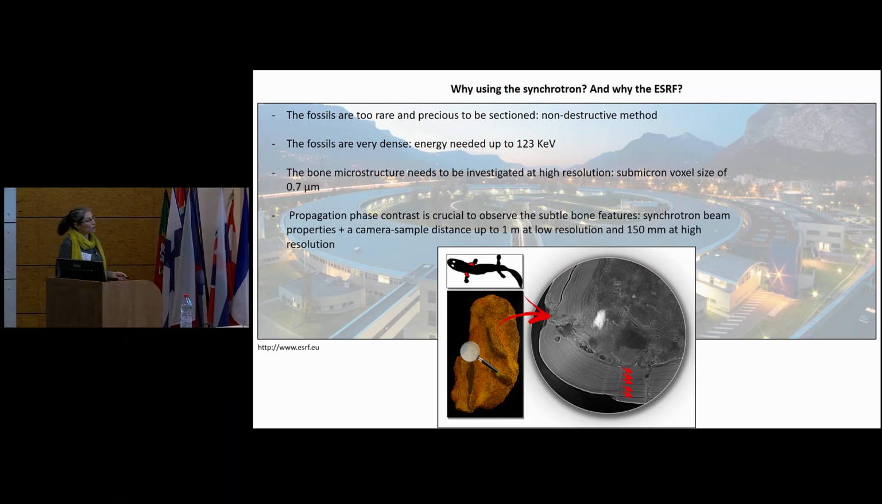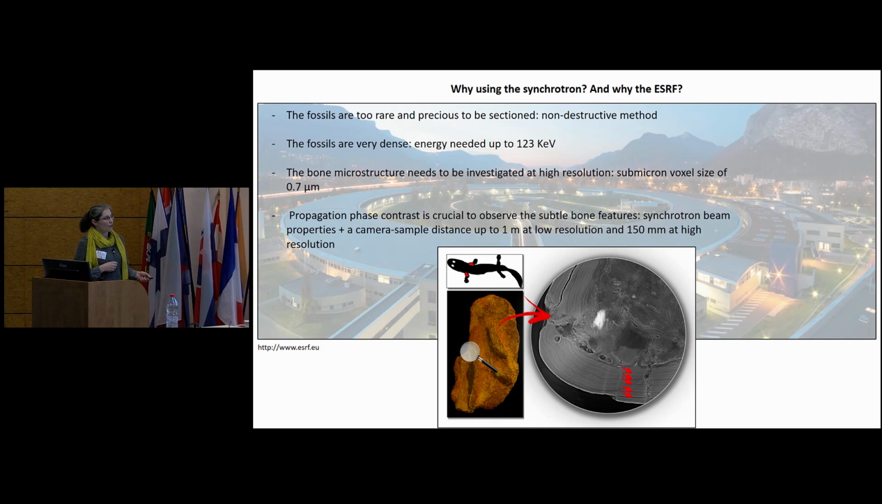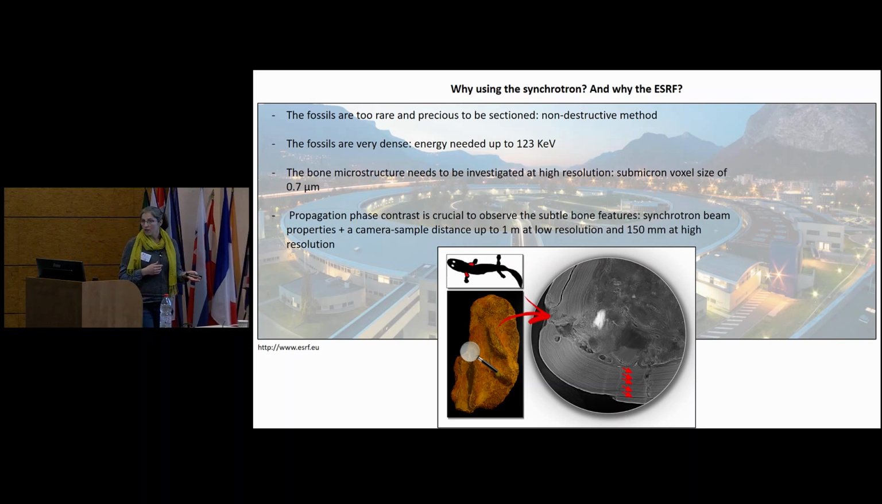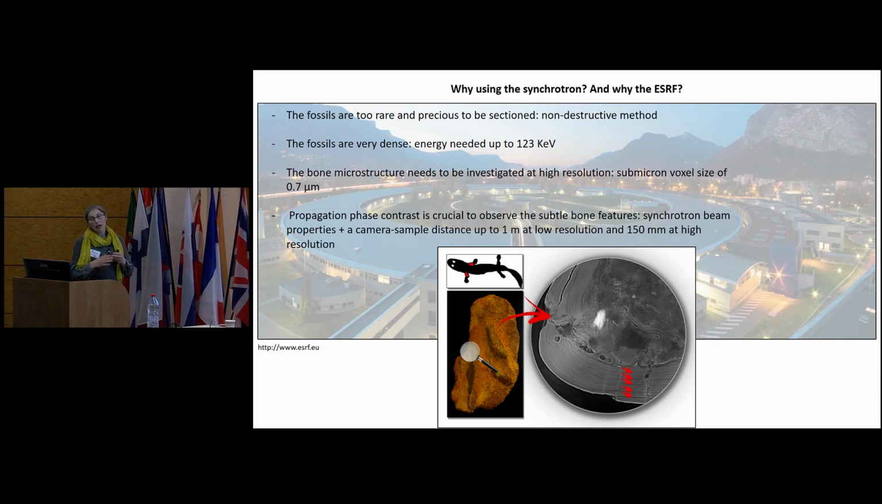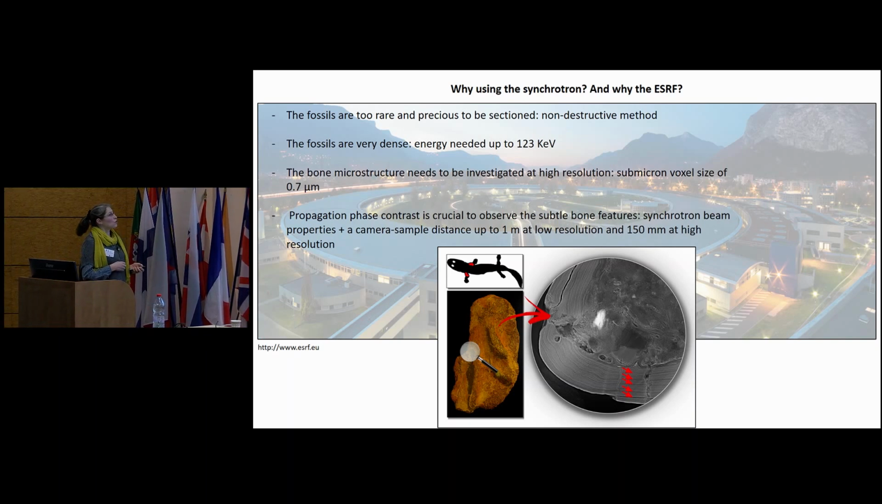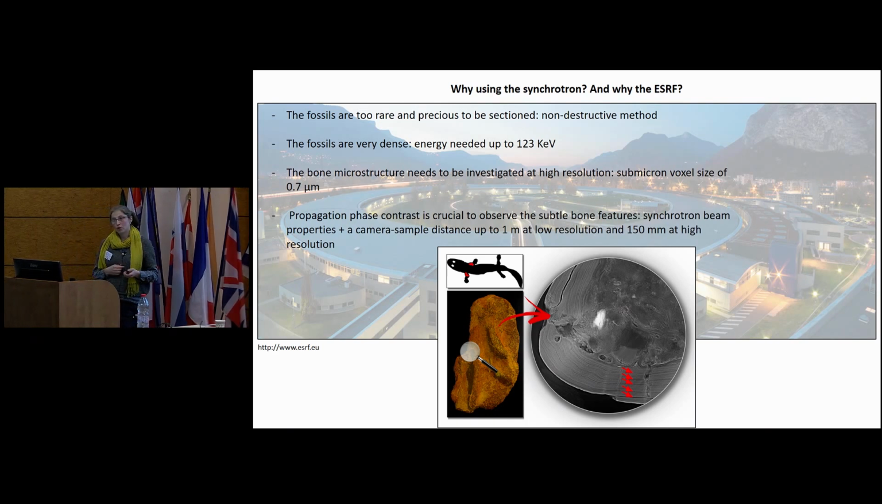And because your structures are very subtle, you have to use propagation phase contrast. And so for all the reasons that Paul and Vincent gave yesterday, we need the synchrotron beam properties as well as a big distance. So we were using 1 meter of propagation for low resolution and 150 millimeter for high resolution.